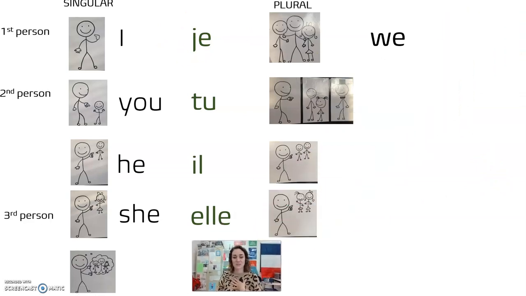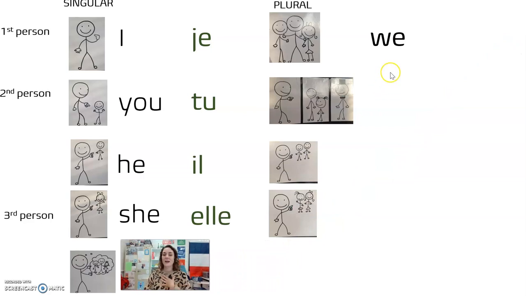Oh, I got to move my picture. I'll put it over there. So we in French is nous. Nous. We do something. Nous.